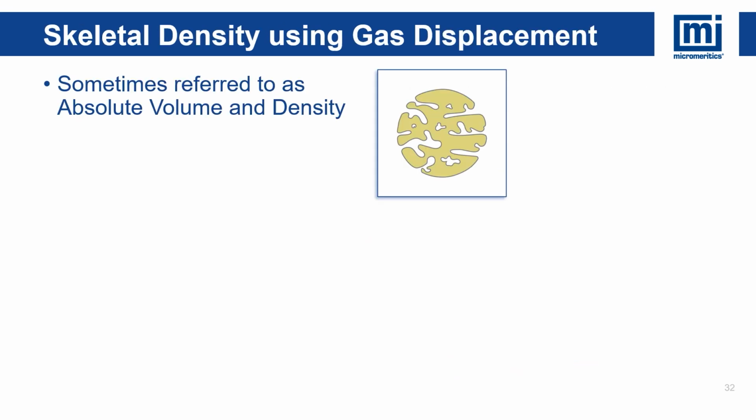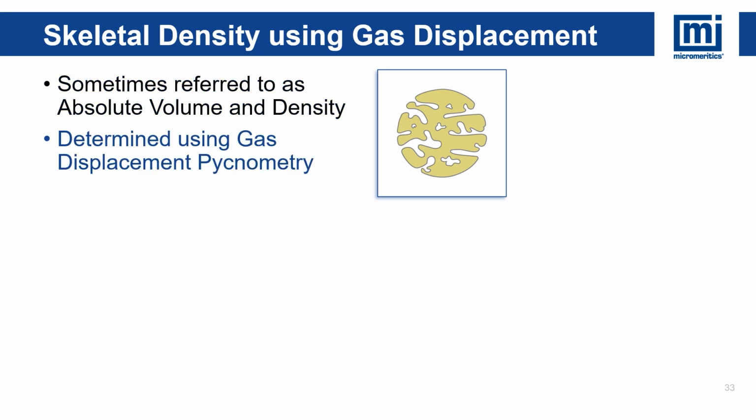First, we'll look at the determination of skeletal density using gas displacement. Now, sometimes you'll hear people refer to the absolute density or the absolute volume being determined by the gas displacement technique, and sometimes it is, but not always. Sometimes the skeletal density value is not necessarily the absolute density value. For example, in the situation where there might be something we call closed porosity. We'll mention that again in just a moment.